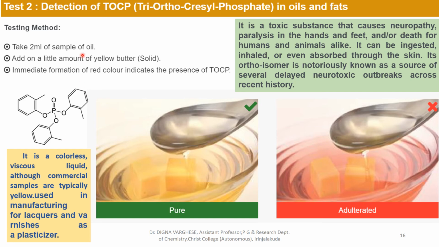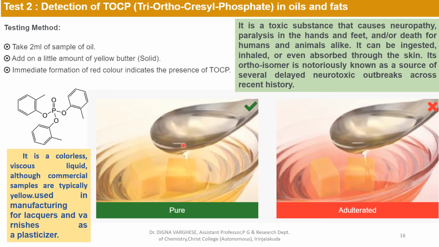The testing method is to take 2 ml of the sample oil and add a little amount of yellow butter, which is solid. Immediate formation of red color indicates the presence of TOCP. That we can test within our home. A simple test: take the 2 ml sample oil and add a little amount of yellow butter in the solid form also.